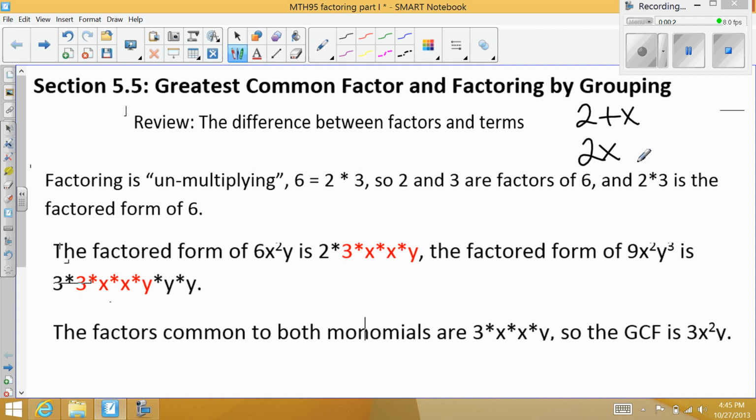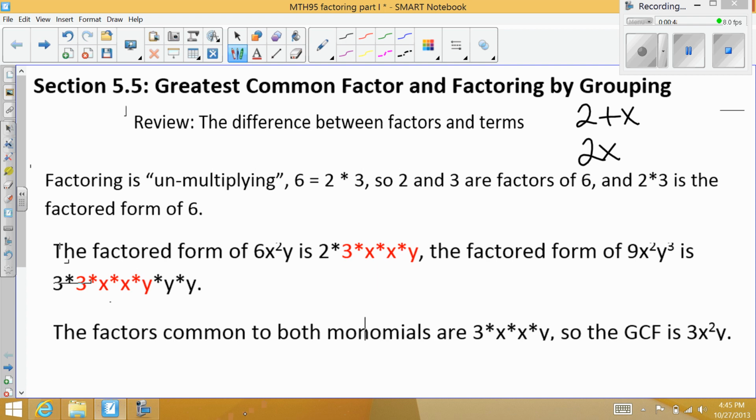Since 6 is 2 times 3, 2 and 3 are called factors of 6, and 2 times 3 is the factored form of 6. To turn these into, look at polynomials, the factored form of 6x squared y is 2 times 3, x times y. And the factored form of 9x squared y cubed would be 3 times 3 for the 9, x times x for the x squared, and y times y for the y cubed.